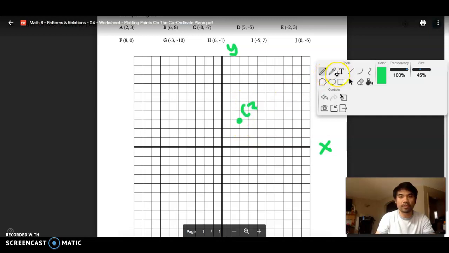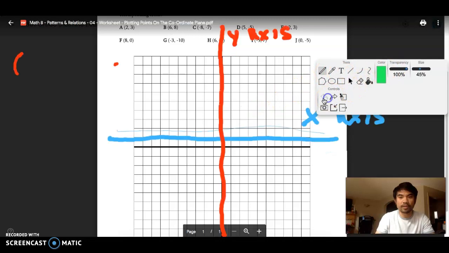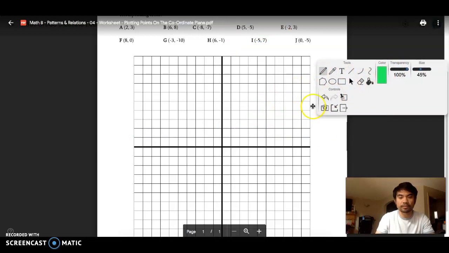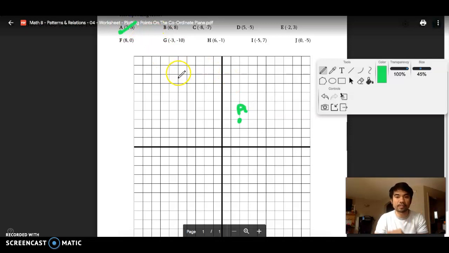Let's try one more time. 2, 3. Sorry. 2, 1, 2, 3. Yeah, this is 2, 3. I'm gonna put in A. That one's done. Again, we always look at our x's first and y's.